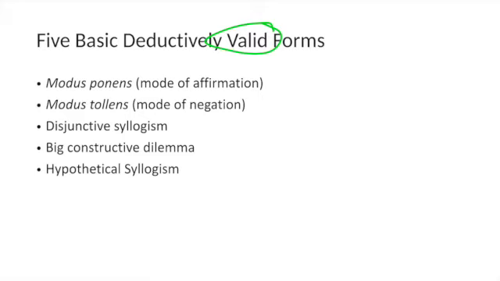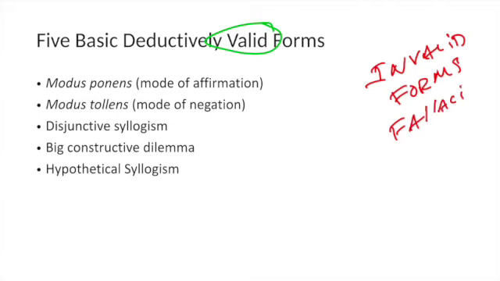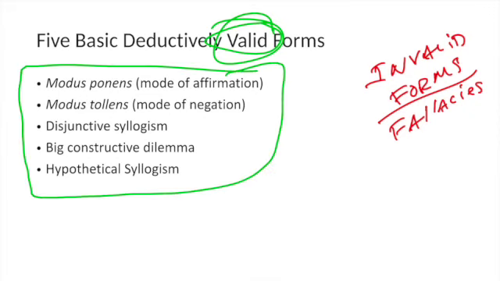So obviously, we're going to contrast valid forms with invalid forms, which are also formal fallacies. But again, what we're worried about in this little presentation are just these basic valid forms. Each one of these 5 forms is a valid form. So, mode of affirmation, abbreviated MP for short, modus ponens.